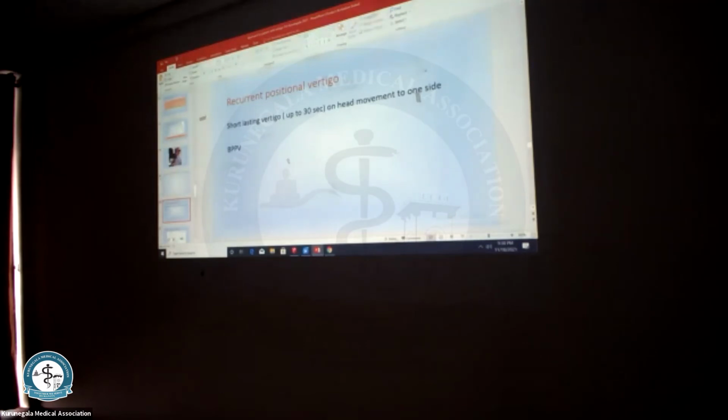Where we see recurrent, triggered, positional vertigo. This is the specific situation where we see a very short lasting vertigo, usually up to 1 or 2 minutes, which comes on a particular head movement. This is benign paroxysmal positional vertigo. If you get the history to that, you will do a very targeted examination to trigger that vertigo by positioning the head in that plane that will bring on the vertigo.